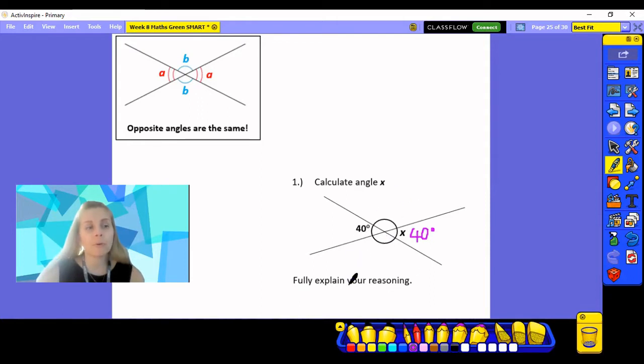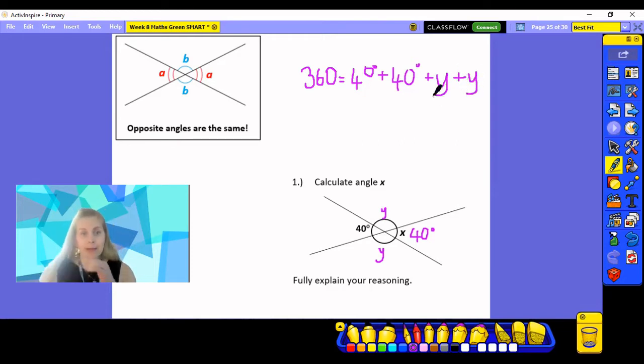So we know around a point, we've got our knowledge there that we know that it will total 360 degrees. And we know that 360 degrees is made up of a 40-degree angle and a further 40-degree angle. And then we've actually got two, well, if we like, we could call these y here. We've got y and y because they're opposite angles, they're going to be the same. So we've got a y angle that we don't know yet, and another y angle.